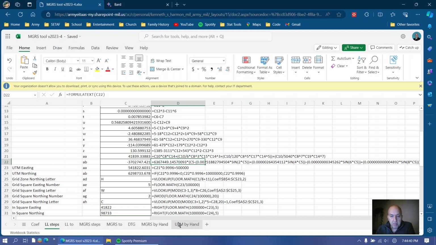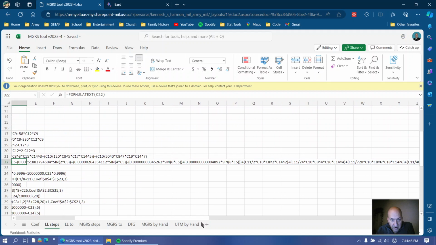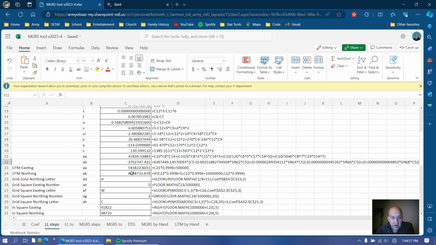This one is the biggest formula. It goes way out here. That's a big one. You got 8 power there, 8 power there, 6 power. Yeah, that's a big one. And then we get down to this. That's that weird coefficient from the front. 500,000 is the middle of the grid zone. So this becomes what we get for the easting.